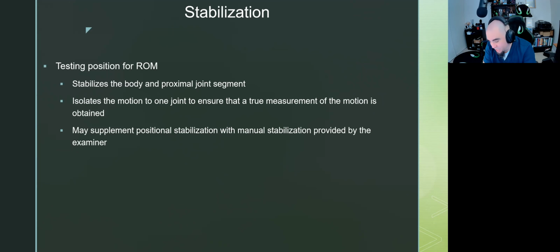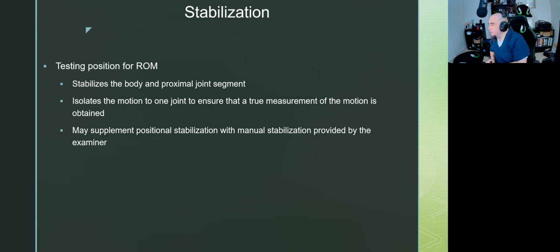So if we see that a patient is cheating for whatever reason, say we're testing shoulder flexion and we see them using their extension of their back to try to get some more range of motion, we may stabilize them manually to keep them from cheating. Yep, that's pretty much it.